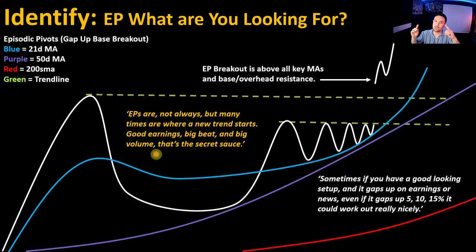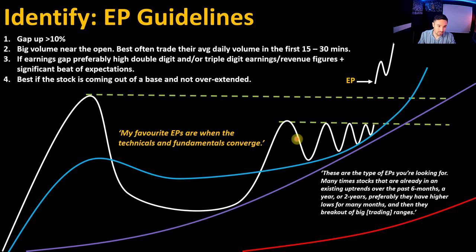If you rewatch this video later on, remember at the start of the video I was showing you the before and after of those stocks. Note how many of them, the beginning of the uptrend, pre-base, was on earnings. Interesting. So they're basically post-earnings bases for the continuations. What you could have here is a breakout and then a high tight flag form over the next couple of months or so, a couple of weeks, who knows. Sometimes if you have a good looking setup and it gaps on the earnings or news, even if it gaps 5, 10, 15%, it could work out really nicely. So let's go through some examples.